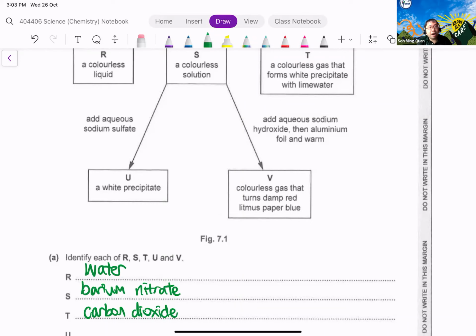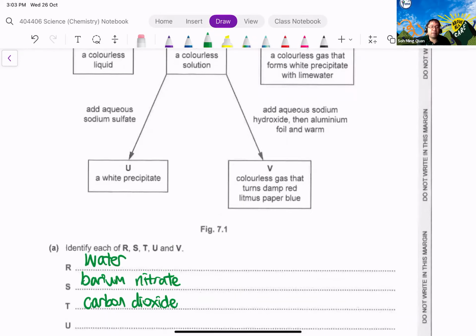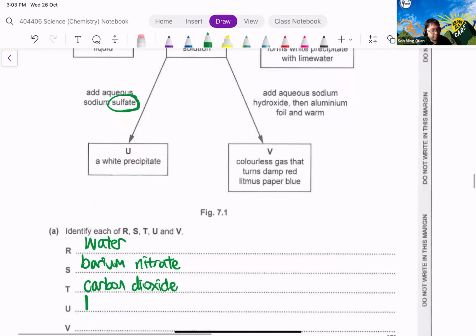Now, after that, you add sodium sulfate. Barium nitrate is a test for sulfate, because if there's sulfate, you will form a white precipitate. So what is the white precipitate? Barium sulfate is the white precipitate, U. Finally, the next one, colorless gas that turns damp red litmus paper blue. This is ammonia gas.